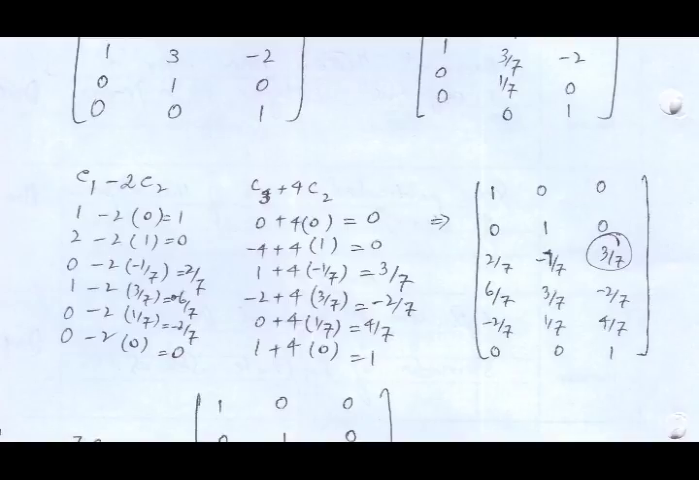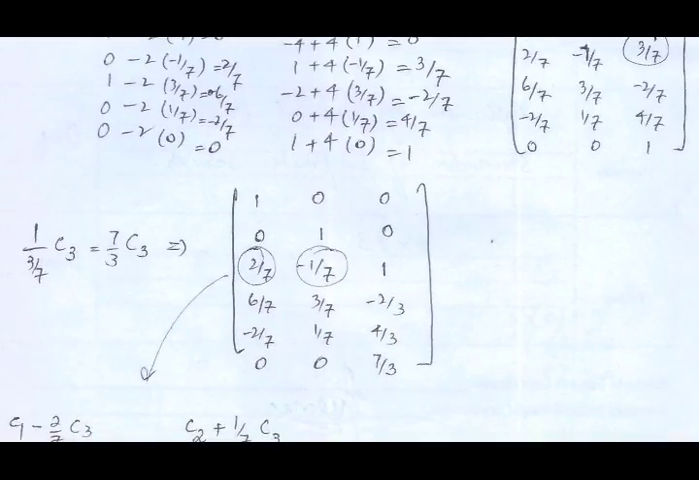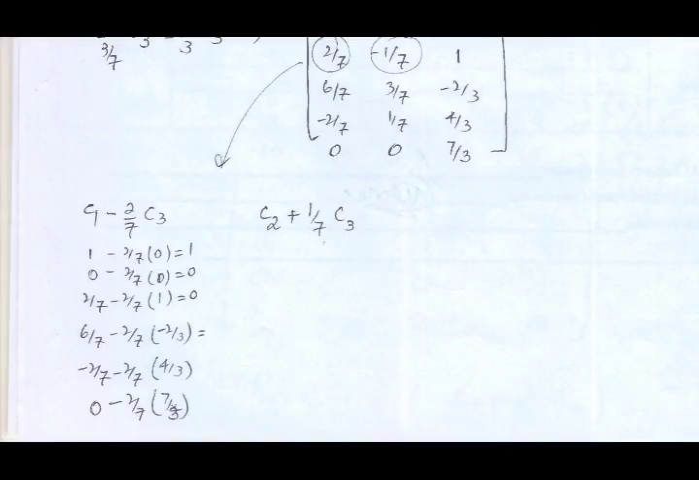Now in the third row we make 1. We multiply C3 by 7 by 3, it makes it 1, and then we make 0 0 in place of 2/7 and -1/7. It is a difficult calculation, but try to do it and get the answer, which is the inverse.